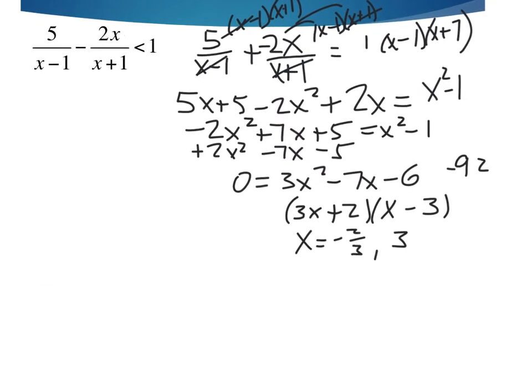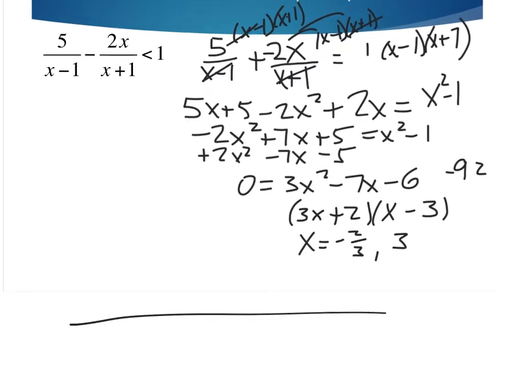Okay. So when I go to make my number line, I have negative 2/3. I have 3. But also we make sure that you add or put on there the values that would make our original equation undefined, which would have been x equals 1 and x equals negative 1.